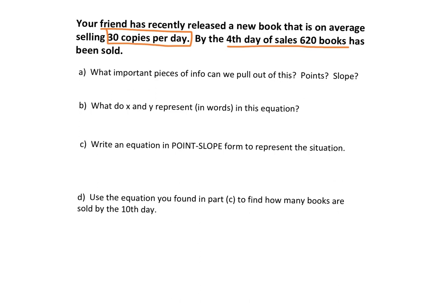A couple of key things that I want you to know. First is that anytime we see this word per, it is typically talking about the slope. So if it says that you're selling 30 copies per day, what that's really saying is 30 copies of books per day is our rate of change in our situation, and that is typically our slope. So our slope here is going to be 30.